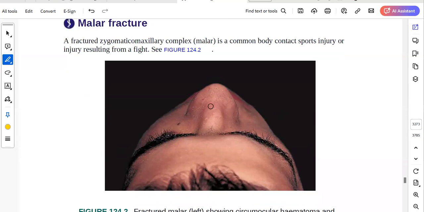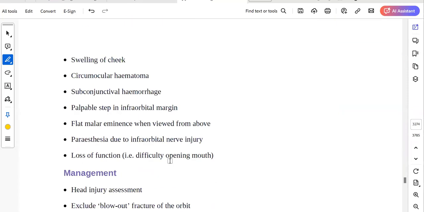Not super important. So then we go for malar fracture. Malar fracture is important. So all of you know the zygomatic maxillary complex. So this is the zygomatic maxillary complex, right? Or commonly known as malar bone. So many times a patient who has a contact sports injury, or maybe from a fight where someone punched them on the face, they can have a fracture of this malar bone. So what are the features? So the patient can come to you with a swollen face or cheek. They can also get circumocular hematoma.